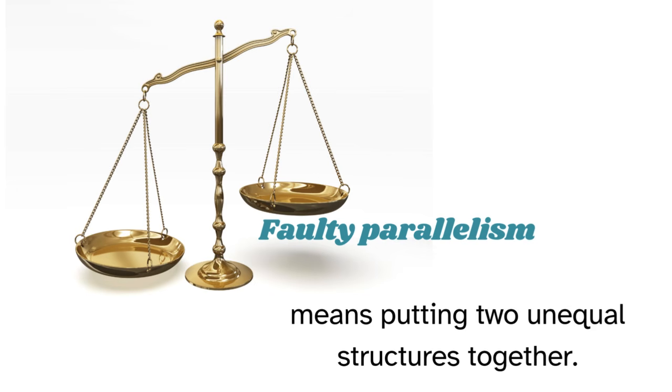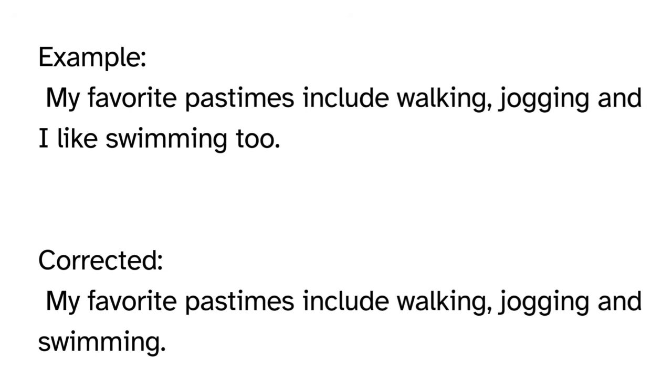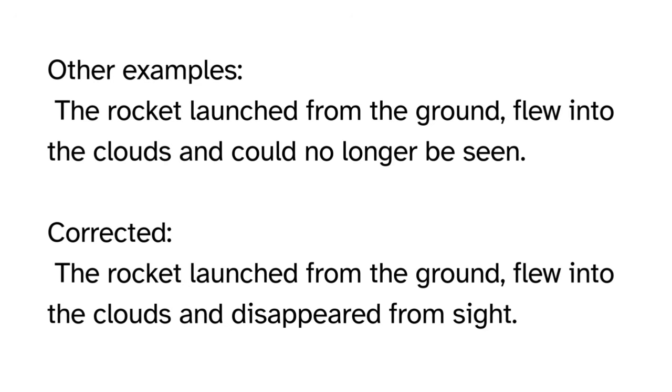Faulty parallelism. Faulty parallelism means putting two unequal structures together. Example. My favorite pastimes include walking, jogging, and I like swimming too. Corrected. My favorite pastimes include walking, jogging, and swimming. Other examples. The rocket launched from the ground, flew into the clouds, and could no longer be seen. Corrected. The rocket launched from the ground, flew into the clouds, and disappeared from sight.